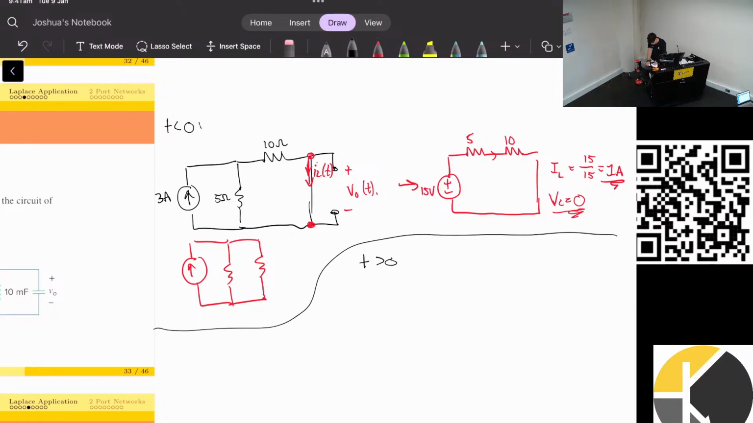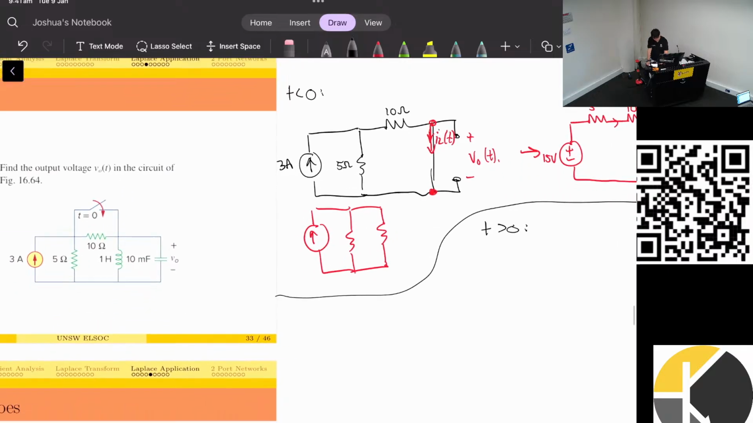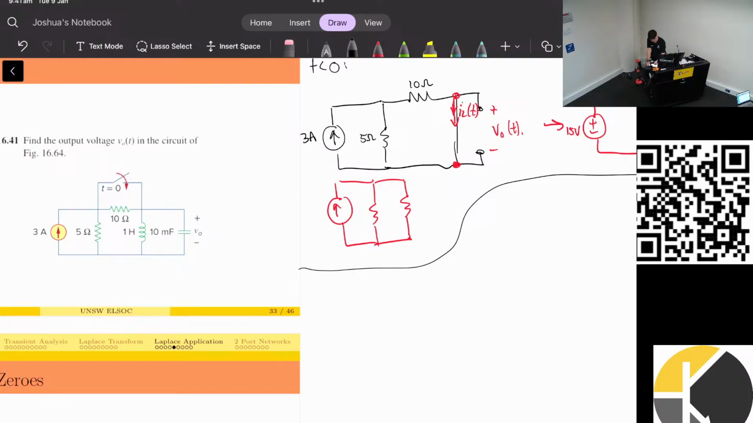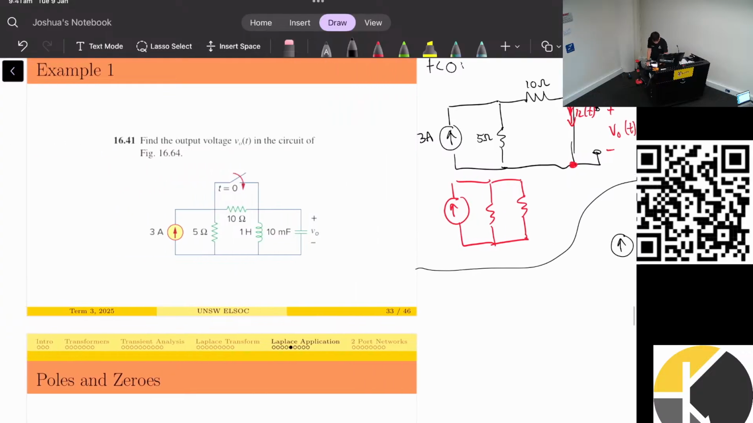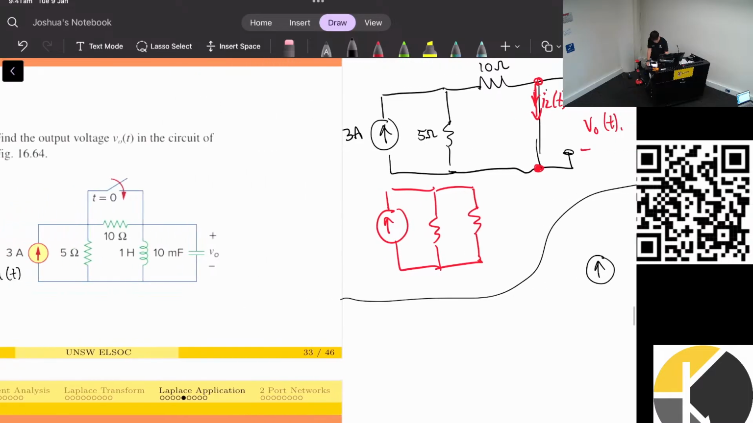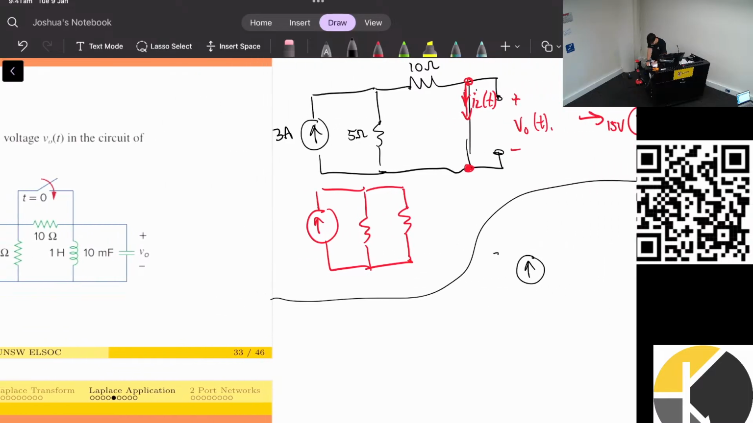So now I'm going to convert this into the Laplace domain. Sorry, we don't even have to say t greater than 0. It's in Laplace. There's no such thing as time. So in Laplace, we usually assume all of our sources are actually multiplied by the step function. So u of t in Laplace domain is 1 on s. So this will become 3 on s.